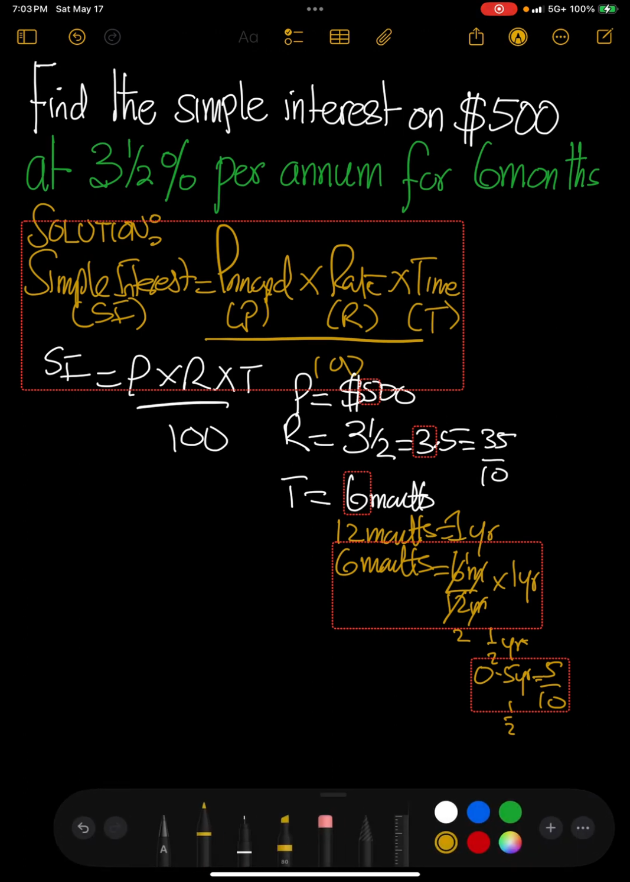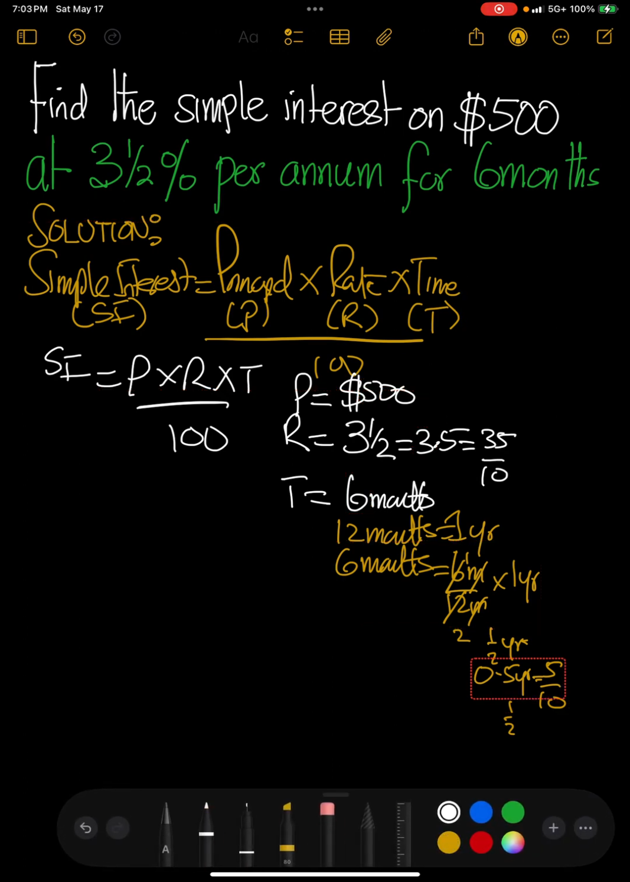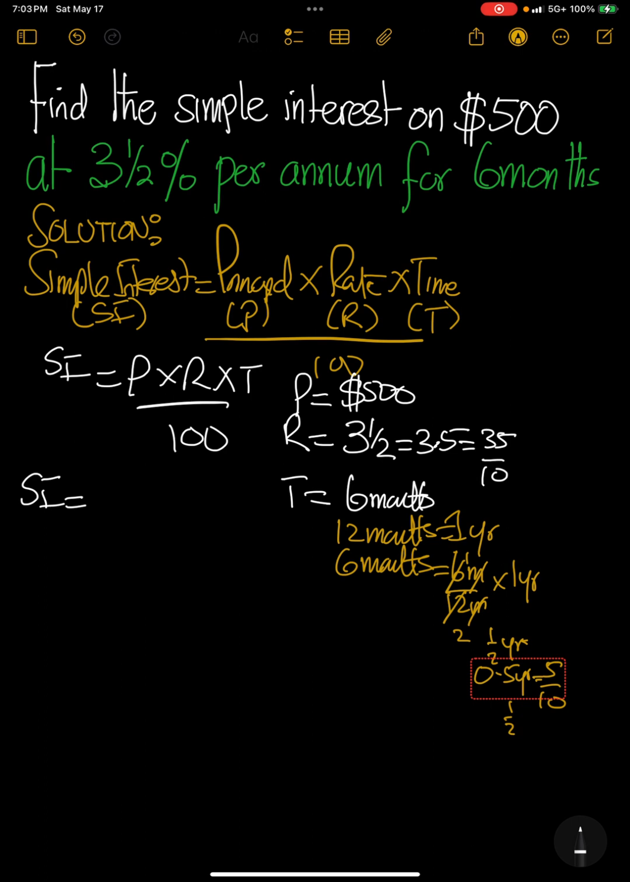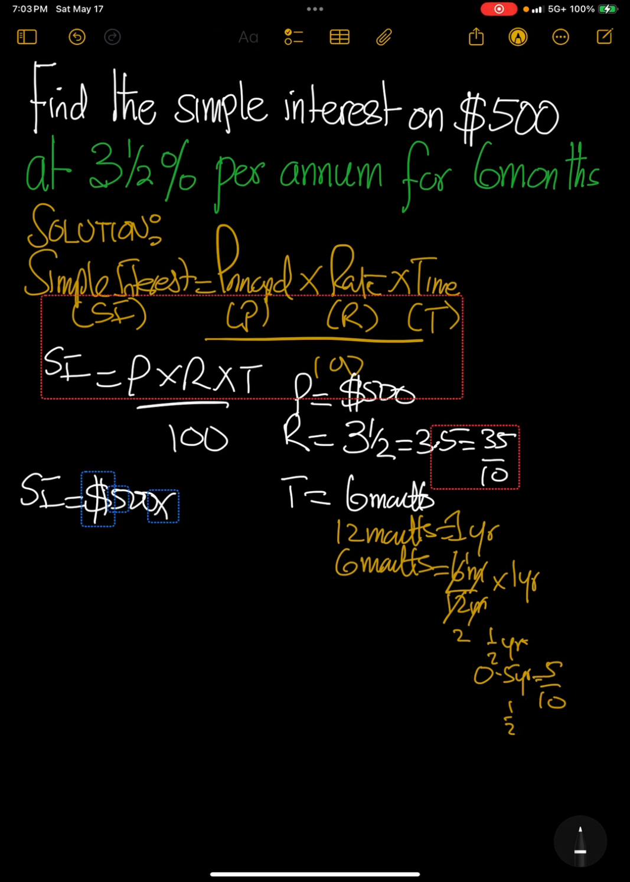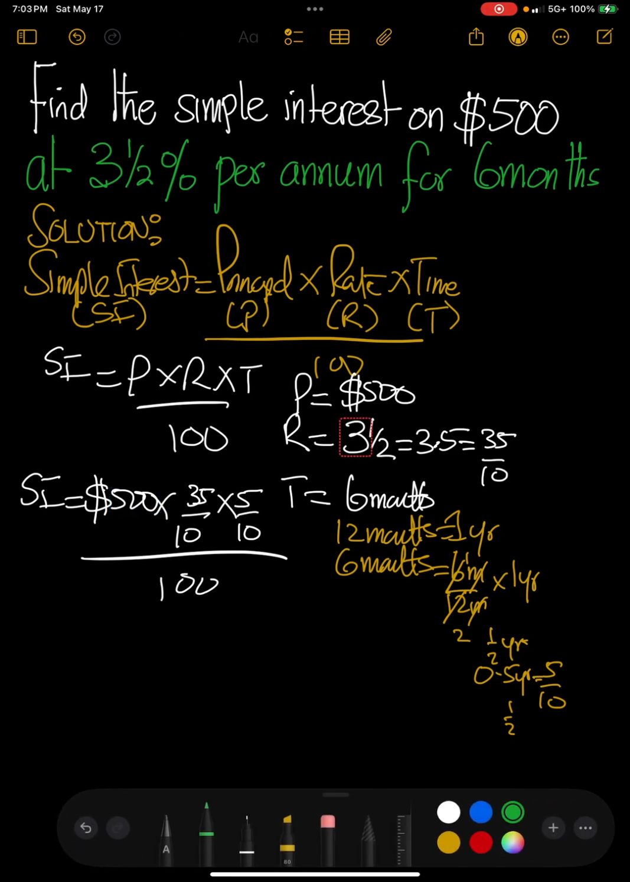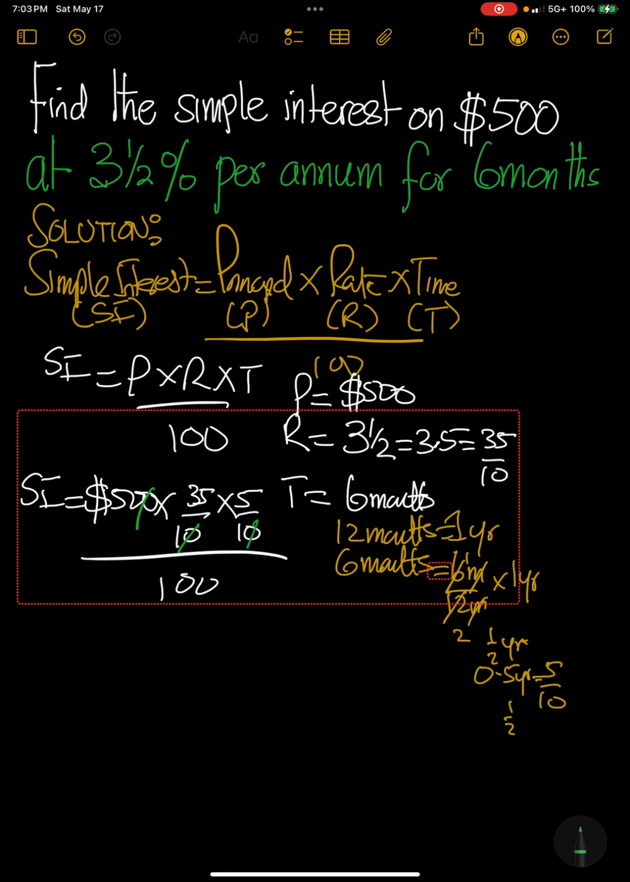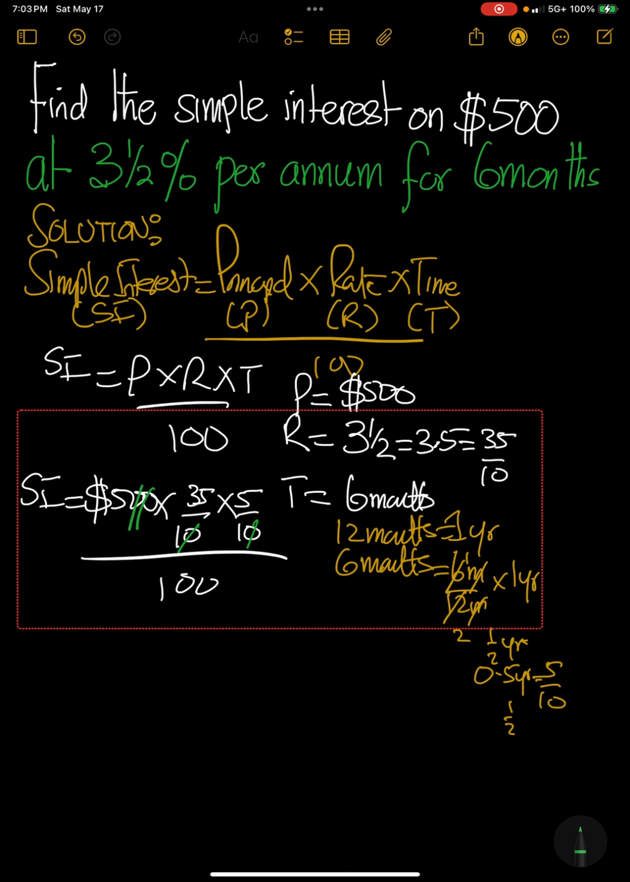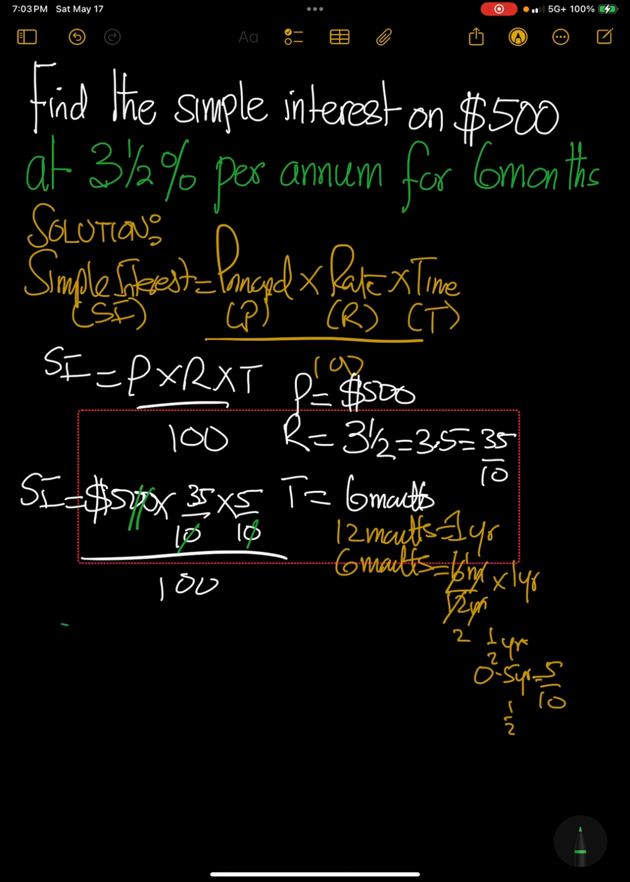So we can just plug it in here. We have our SI. It's 500 for the P, $500 multiplied by the rate, which we changed into 35 over 10. And then our time there is also 5 over 10. And remember, we're going to divide everything by 100. So this cancels out, this also cancels out, and then we have the top part to be able to do our little calculation.